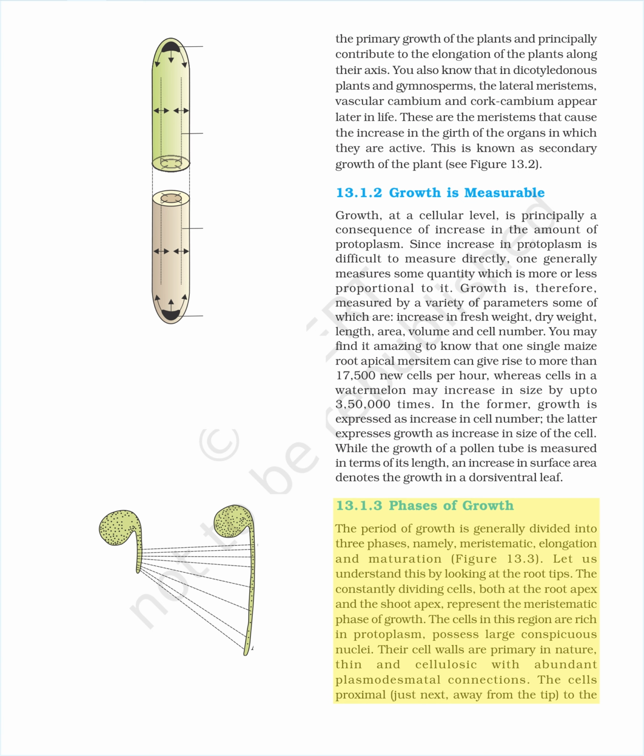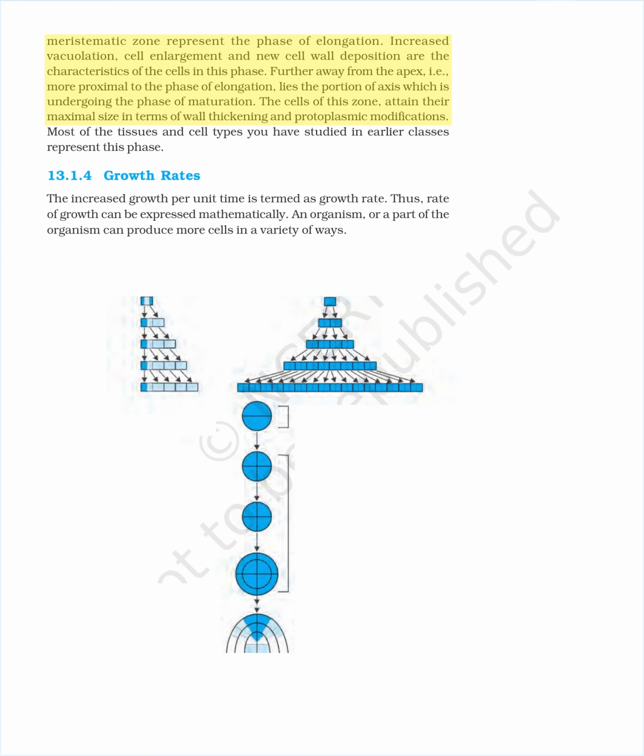The cells proximal, just next, away from the tip, to the meristematic zone represent the phase of elongation. Increased vacuolation, cell enlargement and new cell wall deposition are the characteristics of the cells in this phase. Further away from the apex, i.e., more proximal to the phase of elongation, lies the portion of axis which is undergoing the phase of maturation. The cells of this zone attain their maximal size in terms of wall thickening and protoplasmic modifications. Most of the tissues and cell types you have studied in earlier classes represent this phase.